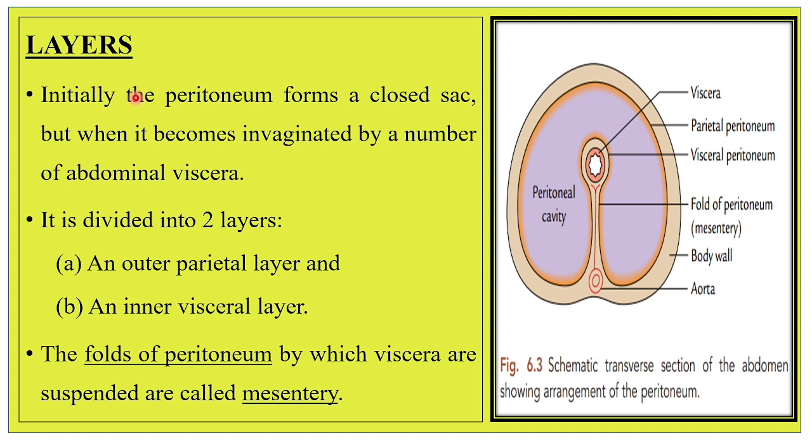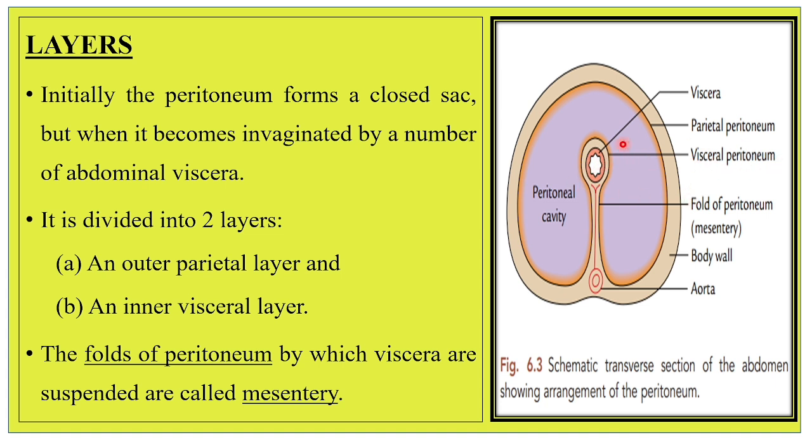And what are the different layers? Initially the peritoneum forms a closed sac, but when it becomes invaginated by a number of abdominal viscera, it is divided into two layers: an outer parietal layer and an inner visceral layer. The folds of peritoneum by which the viscera are suspended are called mesentery. So you can see here, this is the outer layer, the parietal peritoneum, and this is the inner layer, the visceral peritoneum.